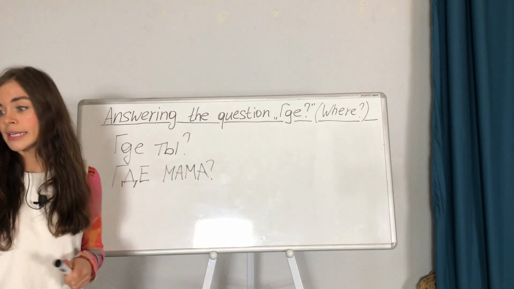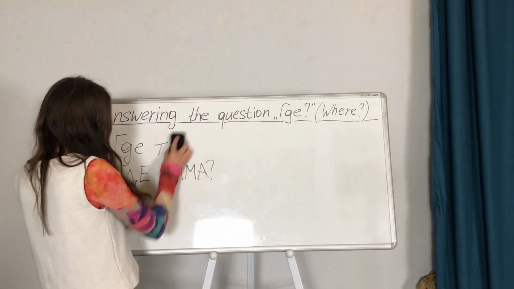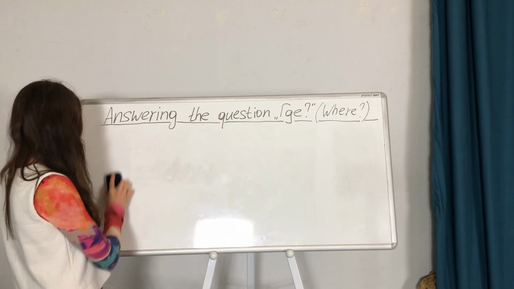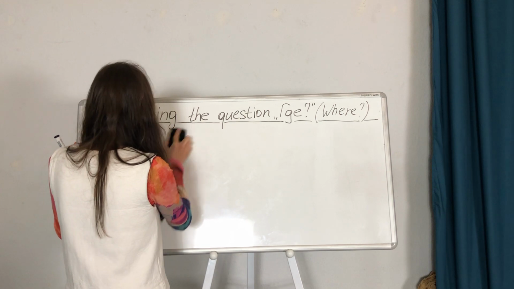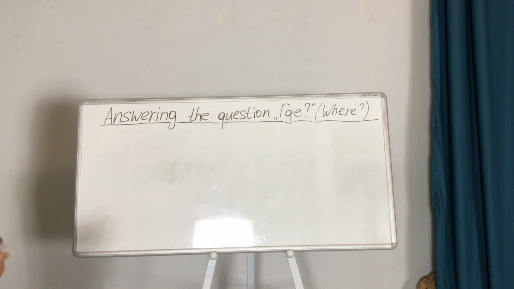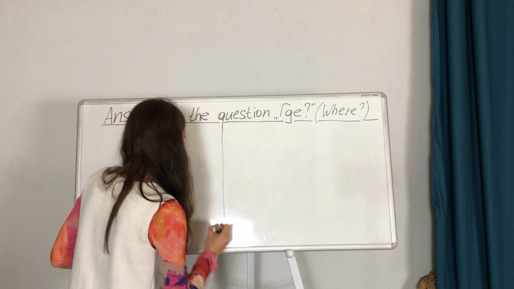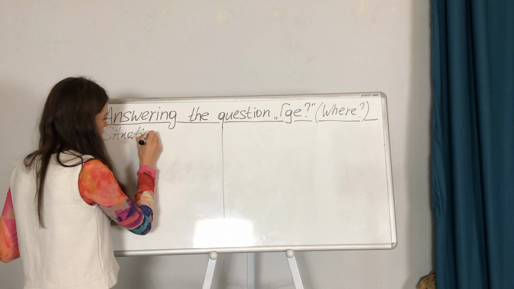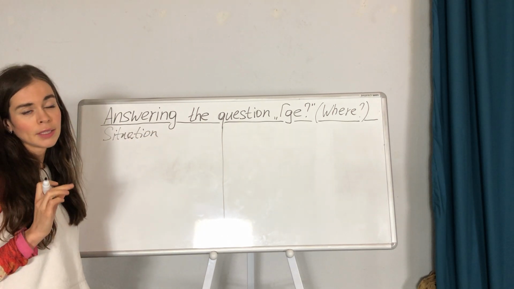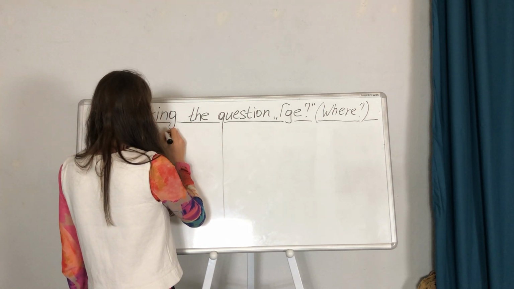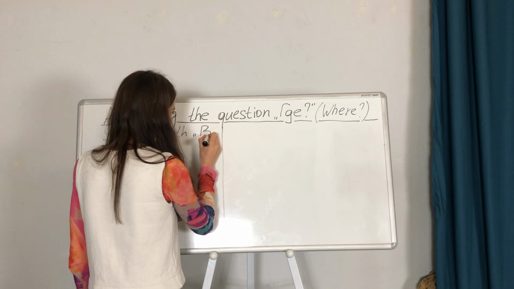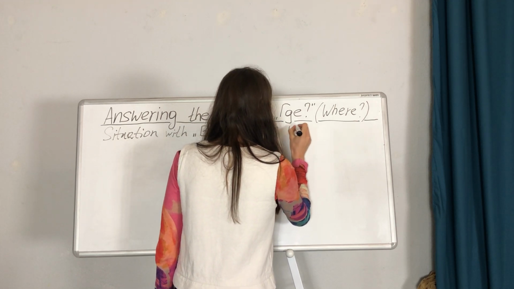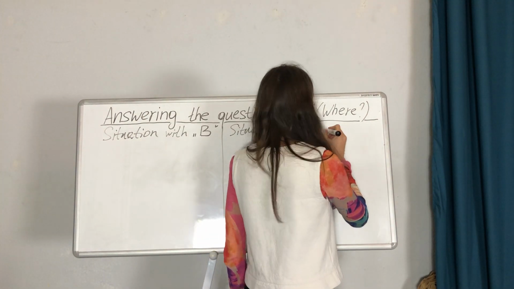But answering the question is not very easy because we use two different prepositions. It's like in English, but we have our own rules in Russian, and you need to remember and understand how to use them to make a proper answer. So we have two situations and two prepositions: the preposition в, and the preposition на.